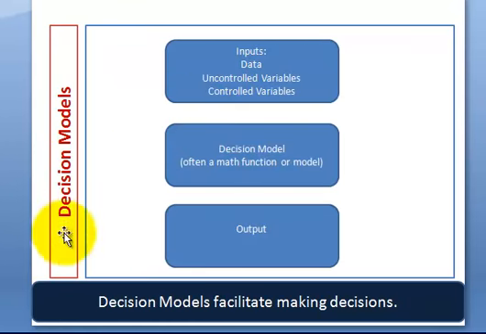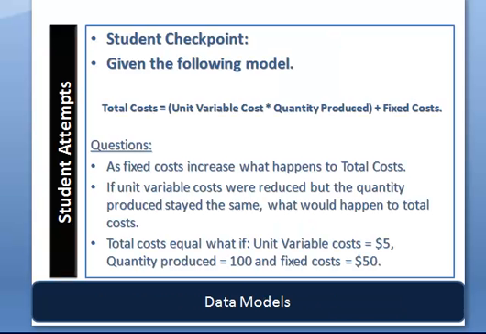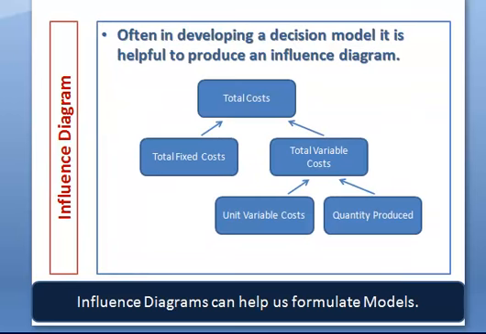So the decision model isn't complicated. You put your inputs into your mathematical model or decision model, and out comes an output. These are examples. Let's talk a little bit about an influence diagram. The book talks about how some folks use these diagrams to help them come up with the mathematical equation. For example, unit variable cost and quantity produced, I multiply those together to get my total variable cost. Fixed cost plus variable cost equals my total cost.